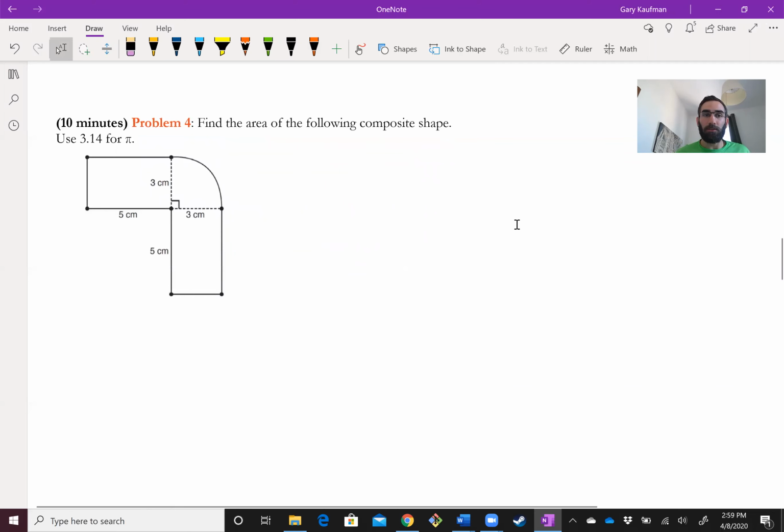Question 4, find the area of the following composite shape. Please use 3.14 for pi. So this is 2 rectangles that are attached to a quarter of a circle. Make sure you show all work, because one little thing wrong might make you get the area wrong, but then if I look at your work, it might be one small thing. Go ahead.